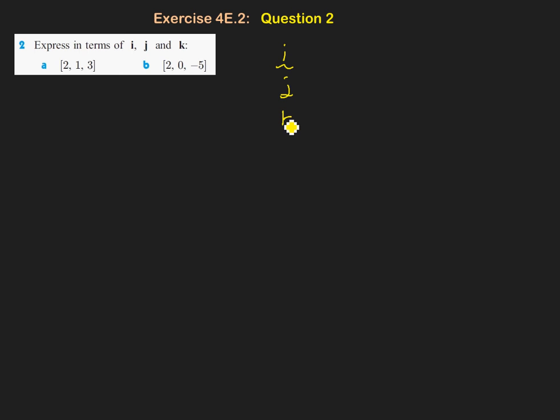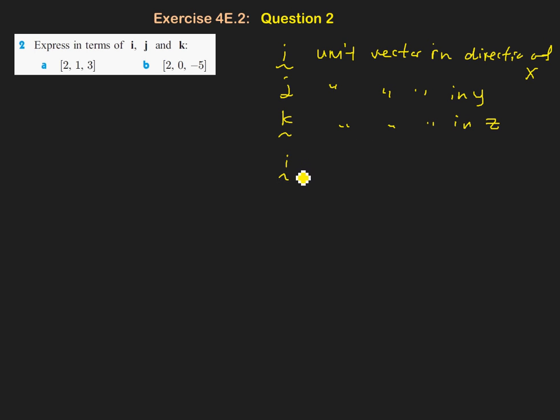Now i, j, and k are actually unit vectors. This is a unit vector in the direction of x. This is the same, but in the direction of y, and the same unit vector in the direction of z. And so we can represent i in the form (1, 0, 0) as follows.